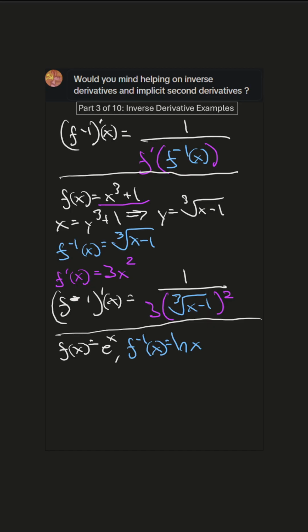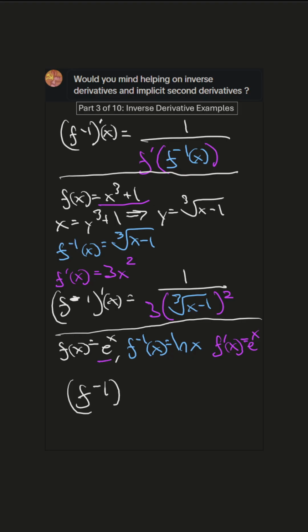And the derivative of that is also e to the x. That's a good one to memorize. So now we just follow the same rule.